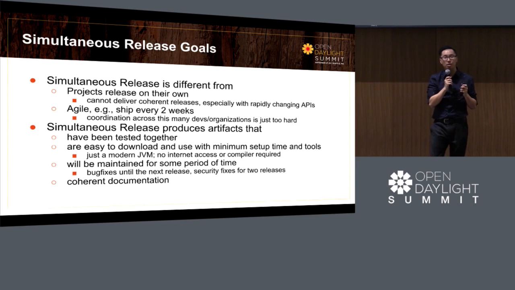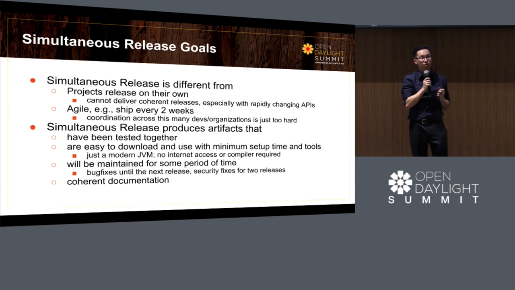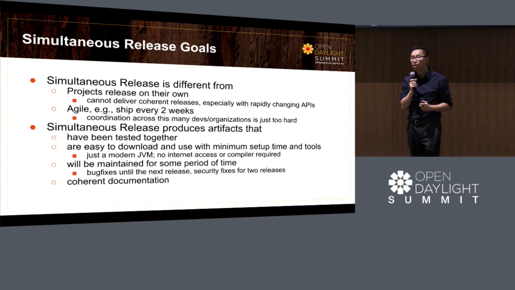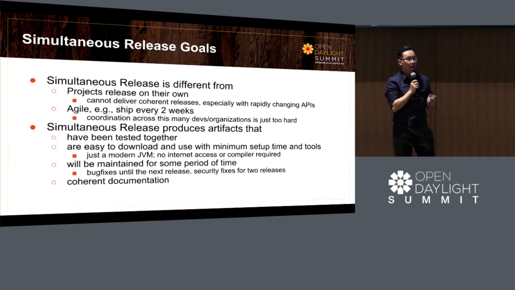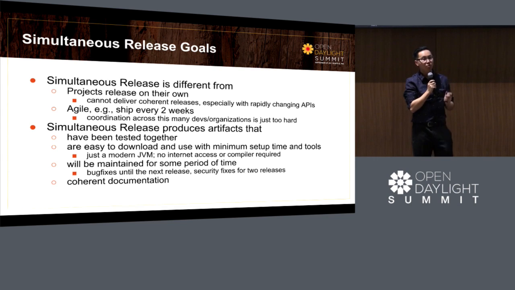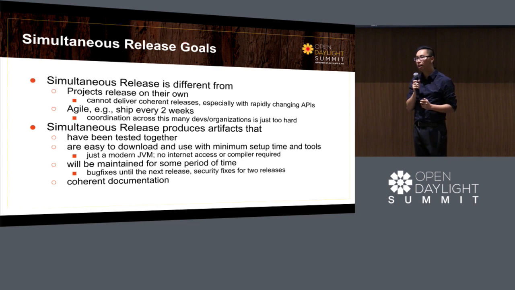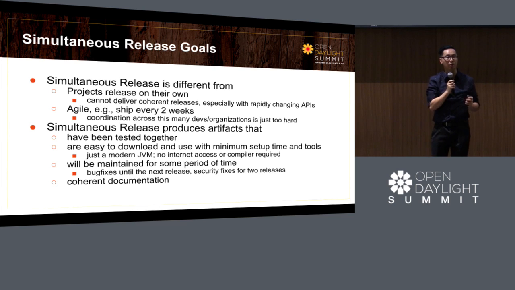Now, the simultaneous release framework isn't the only option that's available. One alternative that we considered was having projects deliver according to their own timeline. So each individual project will release their own artifacts whenever they are ready. And that doesn't work because OpenDaylight moves very rapidly with changing APIs. And we needed a coherent manner with which we can test compatibility across the projects to build a coherent release.